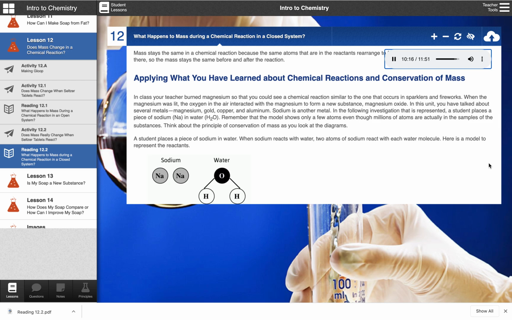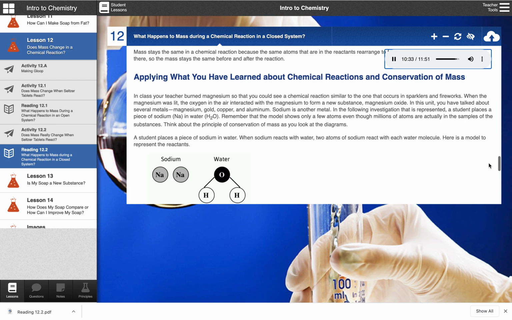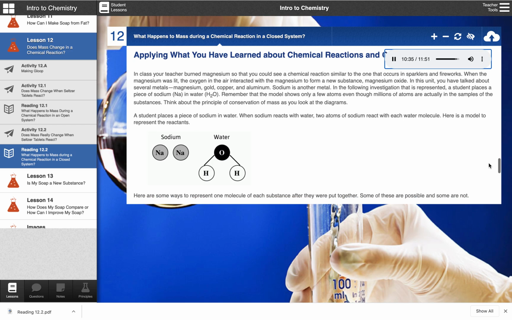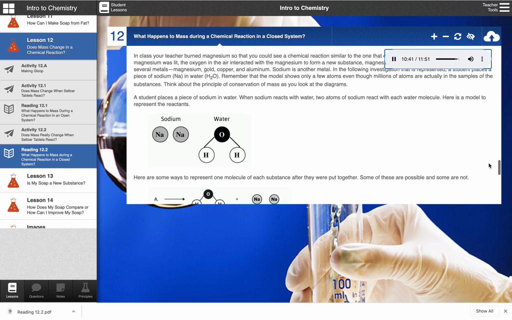Sodium is another metal. In this investigation represented below, a student places a piece of sodium, Na, in water, H2O. Remember that the model shows only a few atoms, even though millions of atoms are actually in the sample of the substances. Think about the principle of conservation of mass as you look at the diagrams.